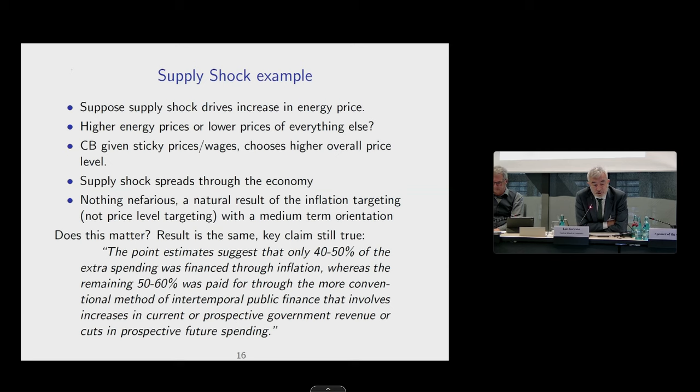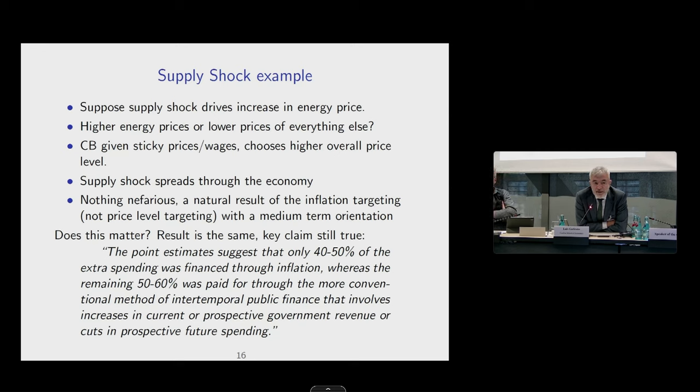So you have an energy price increase, higher energy prices. What are we going to do? We could just say, okay, we're going to get the price level back to where it was. That means everything else has to have lower prices. The central bank says, well, there are sticky prices, so that's just too hard. So it chooses a higher overall price level, and then the supply shock spreads. There's nothing nefarious, just that the bank is not targeting price levels. It's targeting inflation. And once things have happened, well, bygones are bygones and so on. So is this really that different?